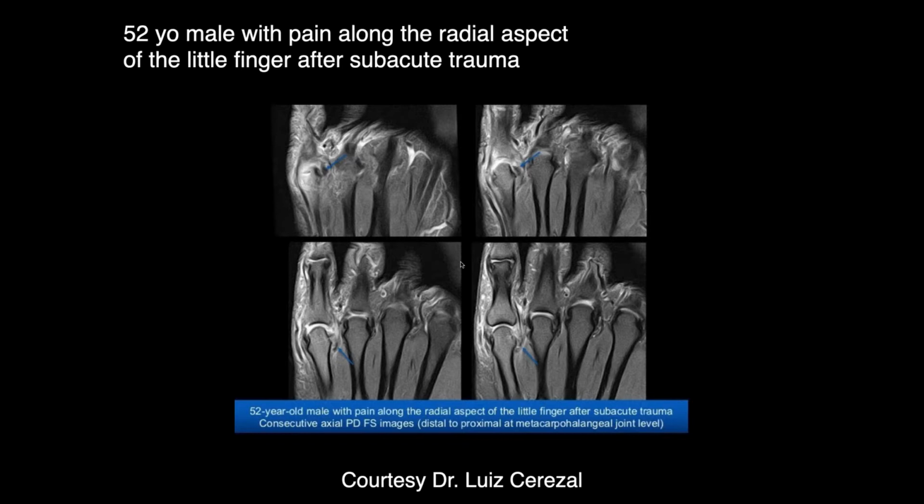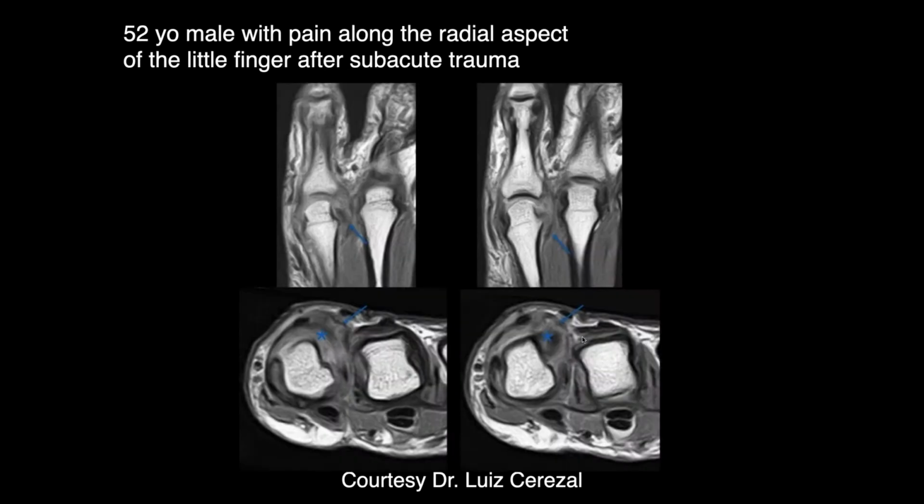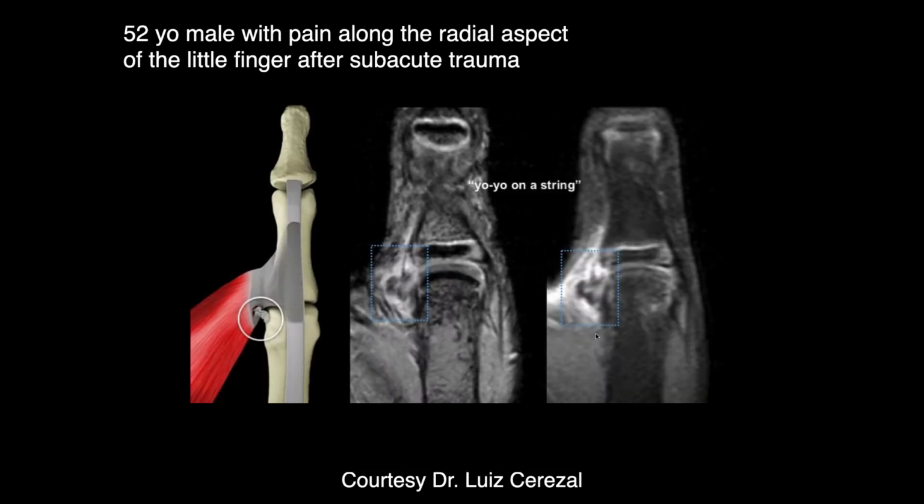52-year-old male with pain along the radial aspect of the little finger after subacute trauma. See, there is a tear of the collateral ligament there proximally, and it's completely effaced. It doesn't look normal at all. Let's see. I don't know if there's a small avulsion as well, but looks like there's irregularity of that proximal cortex as well. But yeah, it just looks like a complete tear of that collateral ligament.